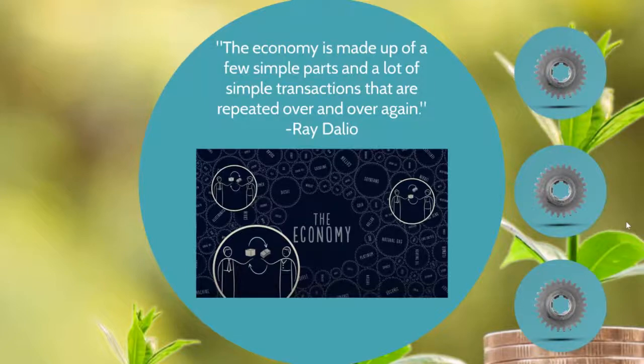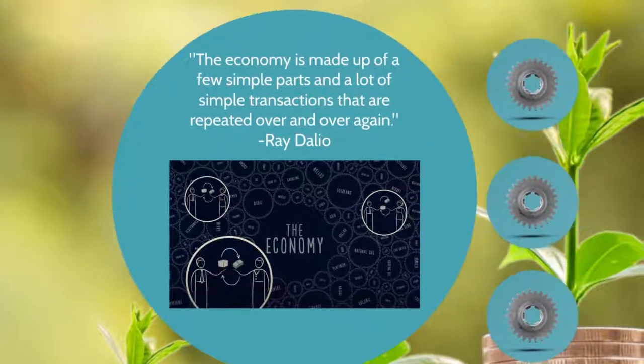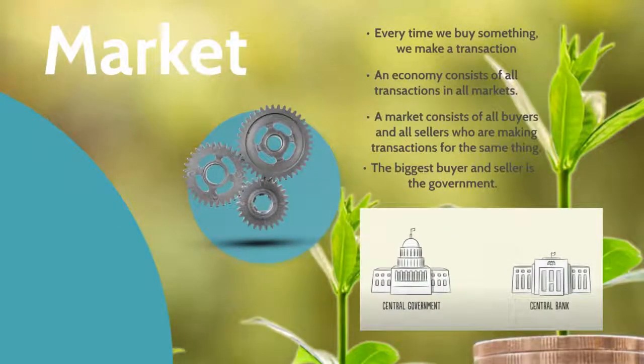So if we go and talk about markets, an economy consists of all transactions in all its markets. So a market really just consists of all the buyers and sellers making transactions for the same thing, whether that's wheat or cars, oil, or even stocks. Those are all their own markets that work like a single gear in this bigger, well-oiled machine.